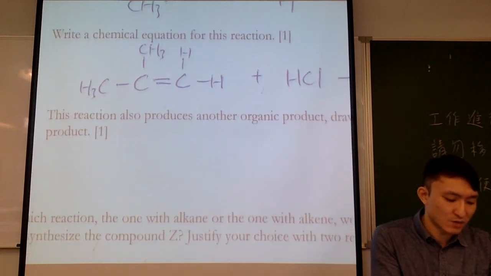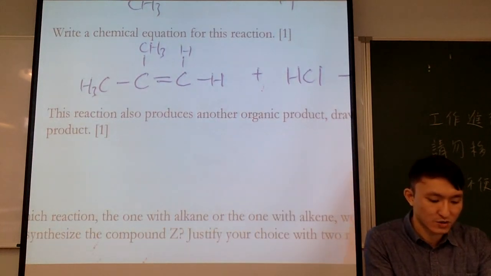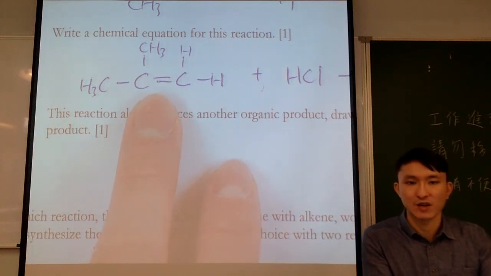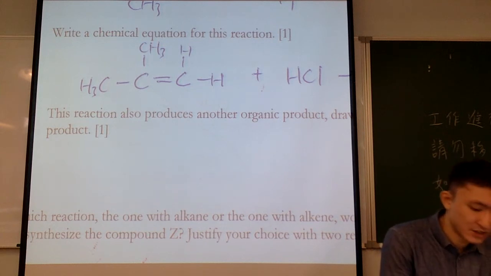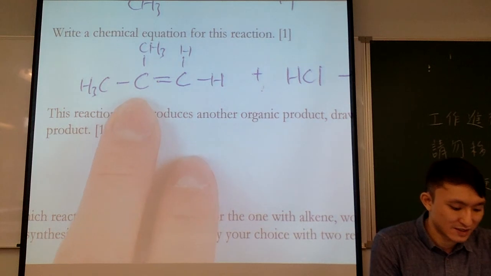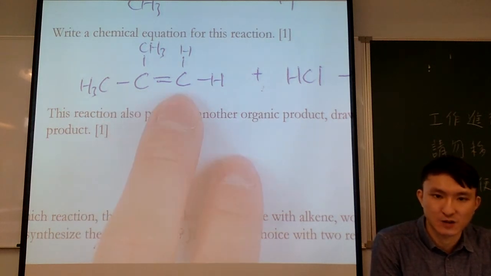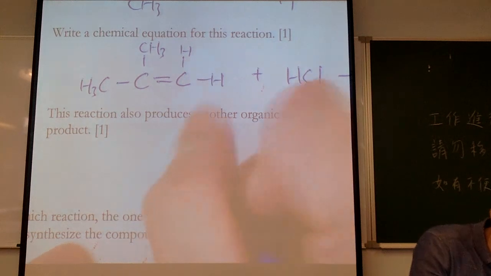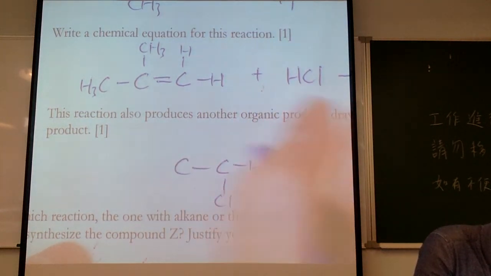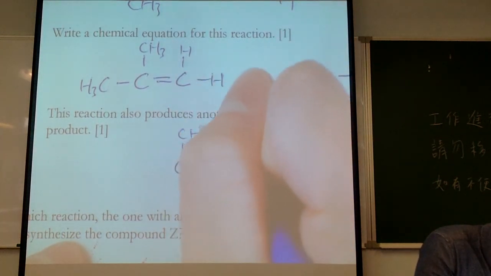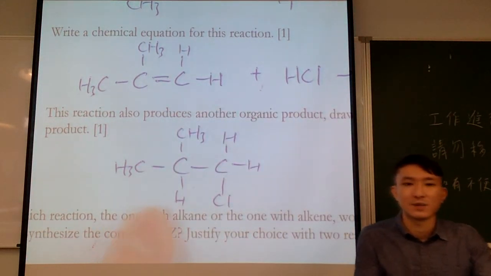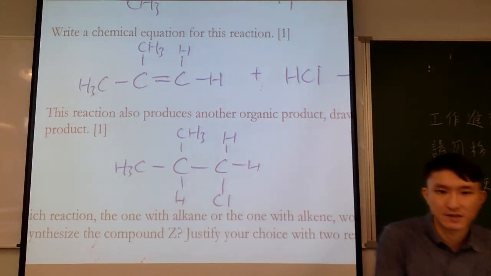Now this reaction also produces another organic product. Draw the structure. Because this one is an asymmetrical alkene, you can also have another product. So in this one you have the chlorine atom added to the second carbon. This time you can have the chlorine atom added to the first carbon. So in this case we can have this one, with the chlorine atom added to the first carbon.